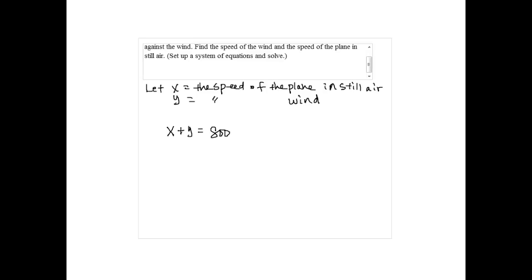When the plane is going against the wind, the wind is slowing down the plane. So we subtract the speed of the wind from the speed of the plane. So we get x minus y equals 720. By adding both equations, we have 2x equals 1520. By dividing both sides by 2, x equals 760.